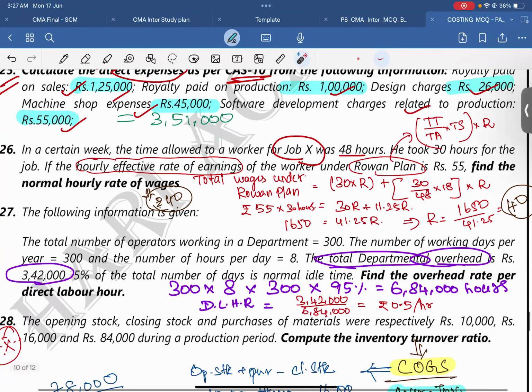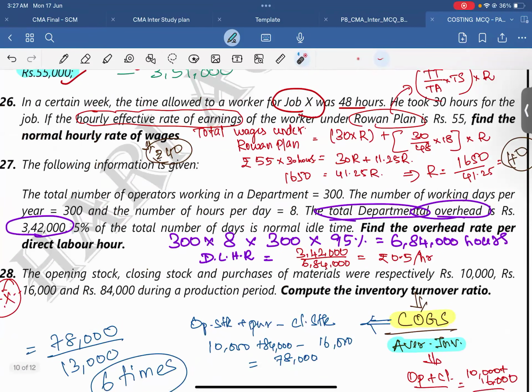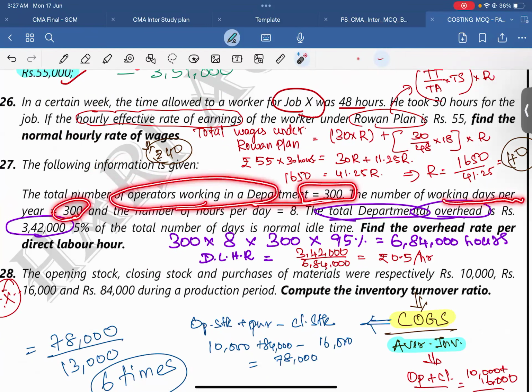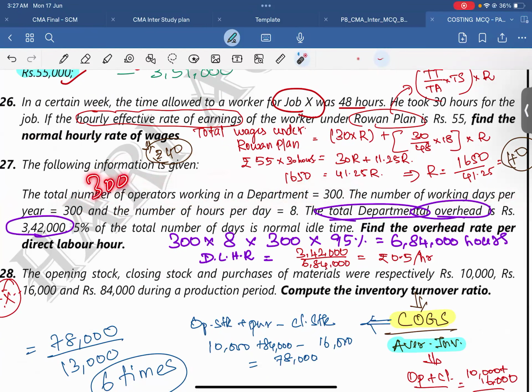Question number 27. Easy, you can easily do it. From the following information given, the total number of operators working in a department is 300. The number of working days per year is 300. Fine, 300 employees working for 300 days into how many hours a day? 8 hours a day.